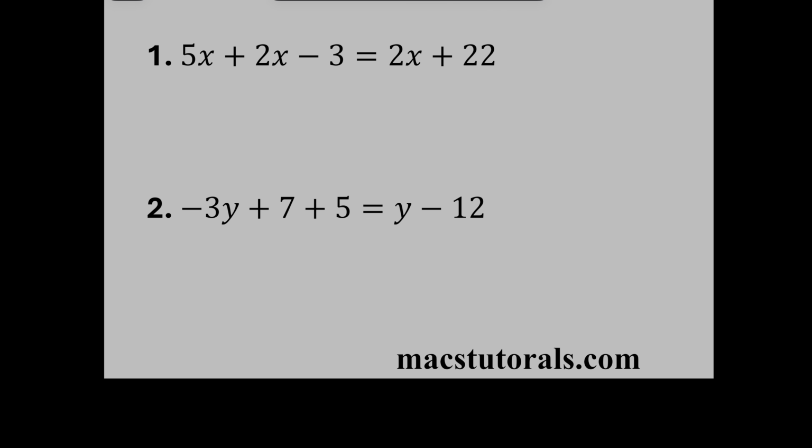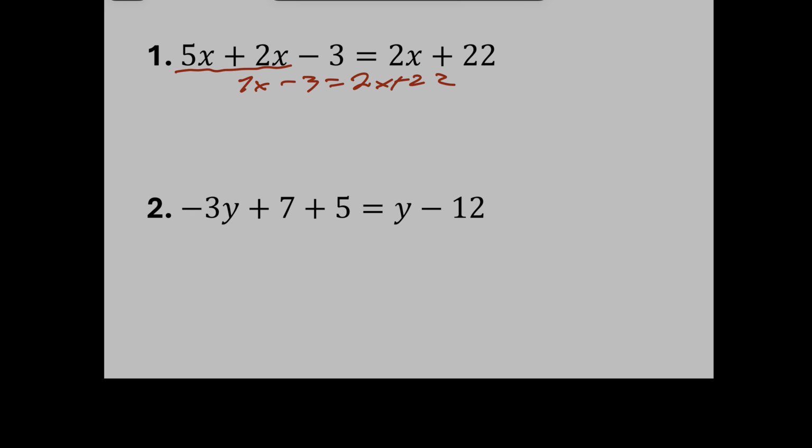Number one, I look for things that I can combine, and I can see I can combine like terms right here. That would give me 7x minus 3 equals 2x plus 22. Numbers on one side, letters on the other. So I'm going to go minus 2x. I always move the variable first, and I do it in the direction to keep it positive.